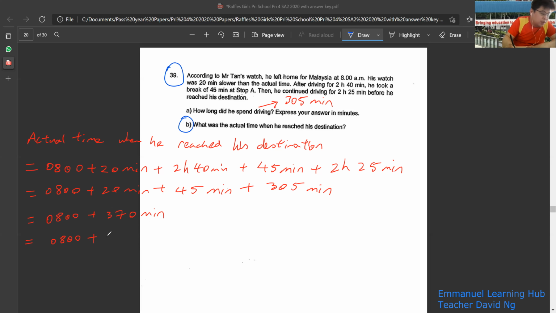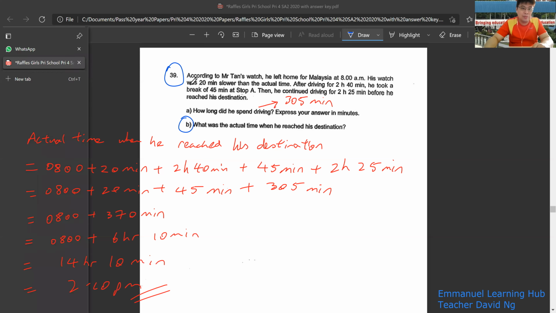370 minutes is how many hours? 6 hours, 10 minutes. So 8 o'clock plus 6 hours is 8 plus 6 is 14. 14 hours, 10 minutes. That's 2:10 p.m. Okay, understand now? Important.